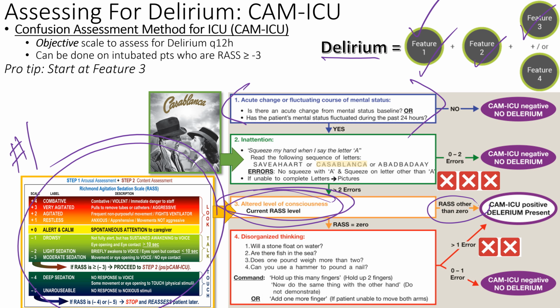And to have delirium officially, you have to have 1, 2, and 3, right? So we go look to feature 2. And that's where you ask the patient to follow commands. You tell them, squeeze my hand when I say the letter A. And this has been validated.